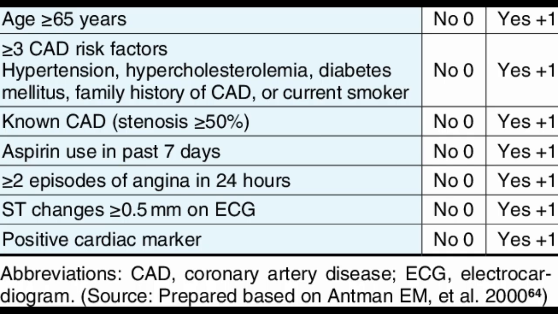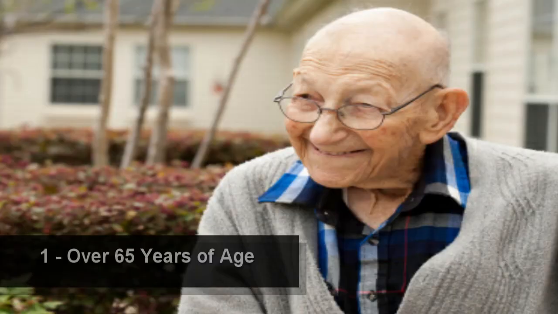The TIMI is calculated by measuring 7 different risk factors, and from that, giving the patient a score from 0 to 7, making it an easy and quick way to assess a patient. 1. Is the patient older than 65 years of age? This is important because as we get older, our risk of cardiovascular disease increases.